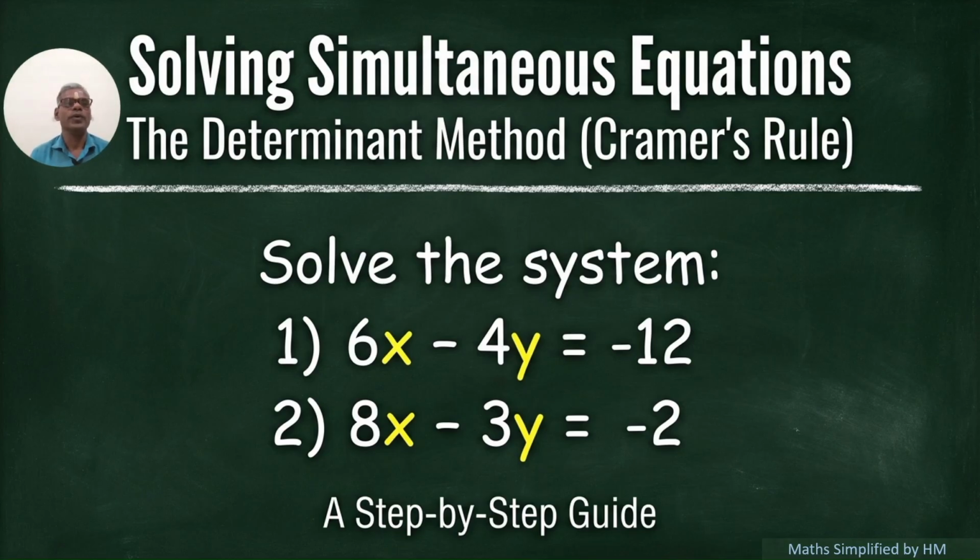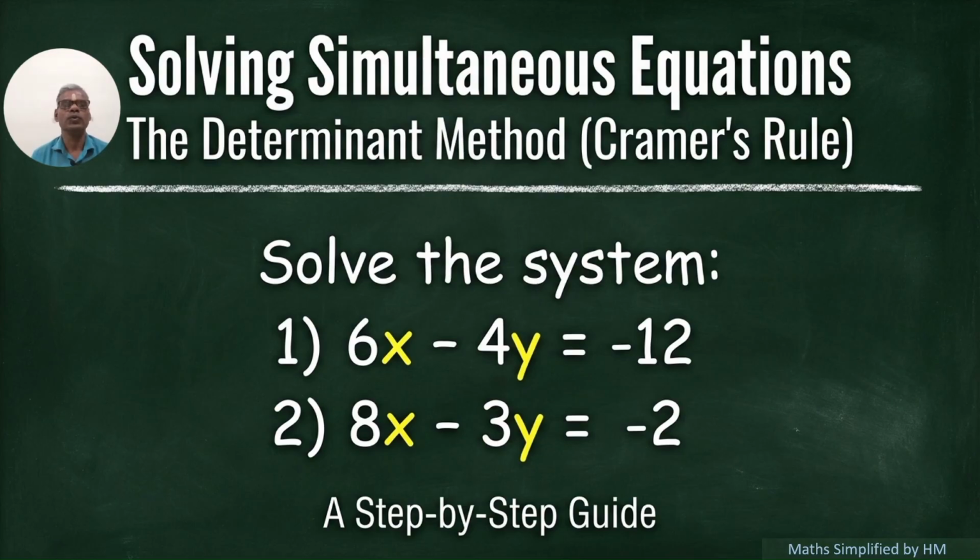Today we are going to see solving simultaneous equations by the determinant method, Cramer's rule. In our previous video, we have seen the mathematical landscape for solving simultaneous linear equations. The first one is the elimination method, second is the substitution method, third is the graphical method, and the fourth is now the determinant method. We have seen three methods previously.